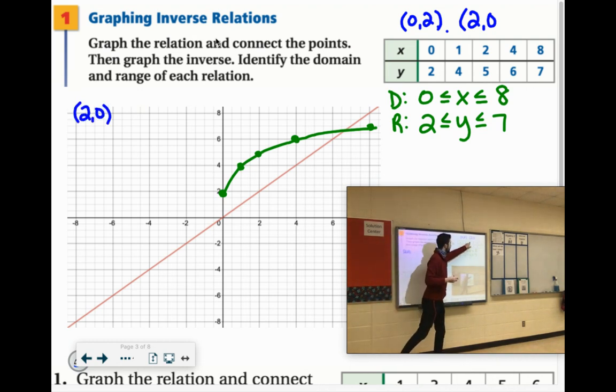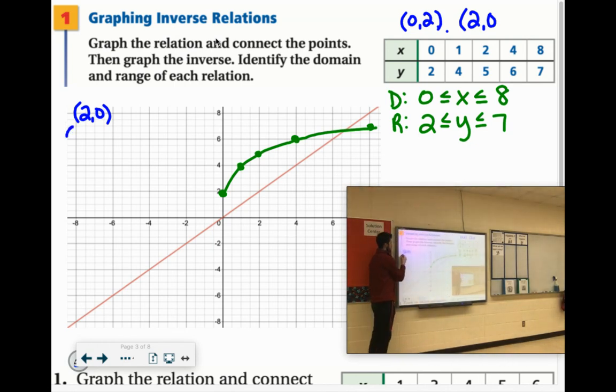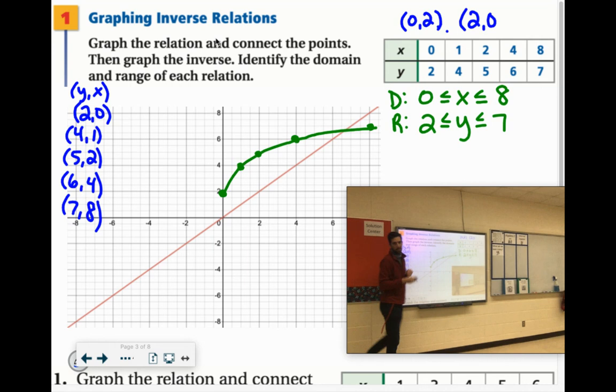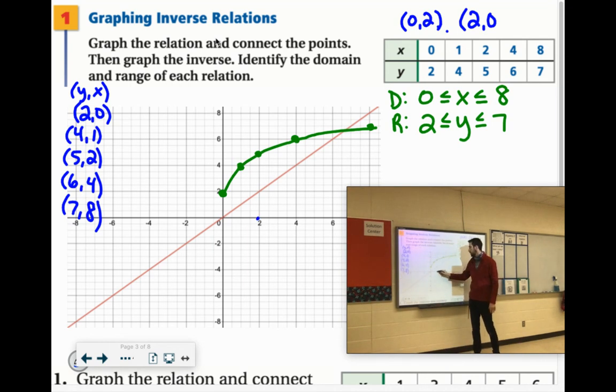We're going to have 4, 1, 5, 2, 6, 4, 7, 8. We just reversed the coordinates. 4, 1, 5, 2, 6, 4, and 7, 8. So basically just flip the y and the x. So 2, 0 here. We've got 4, 1, 5, 2, 6, 4, and 7, 8.